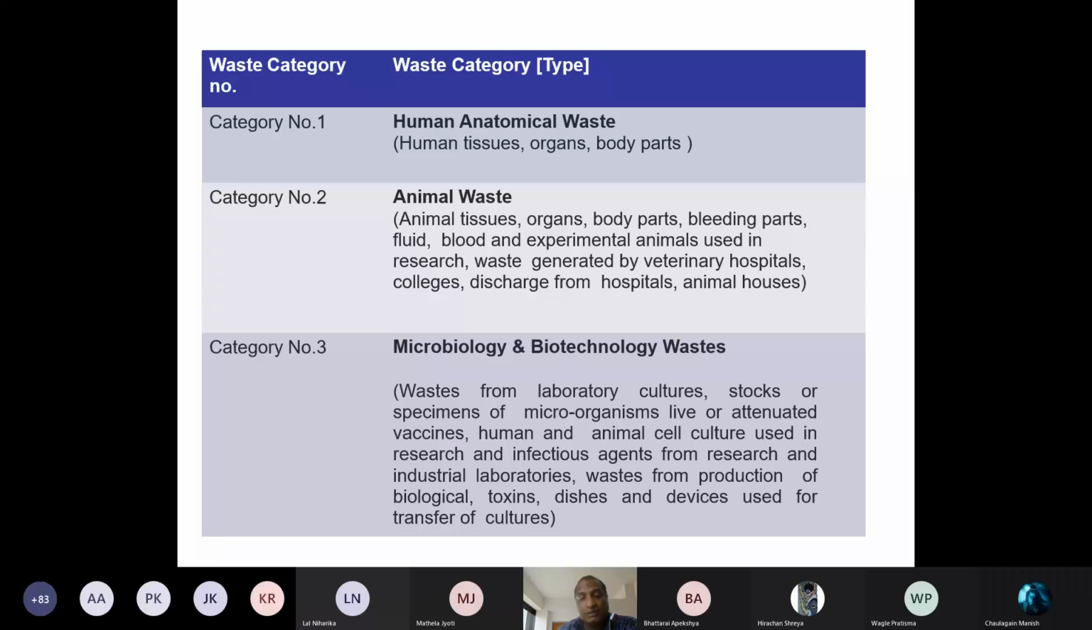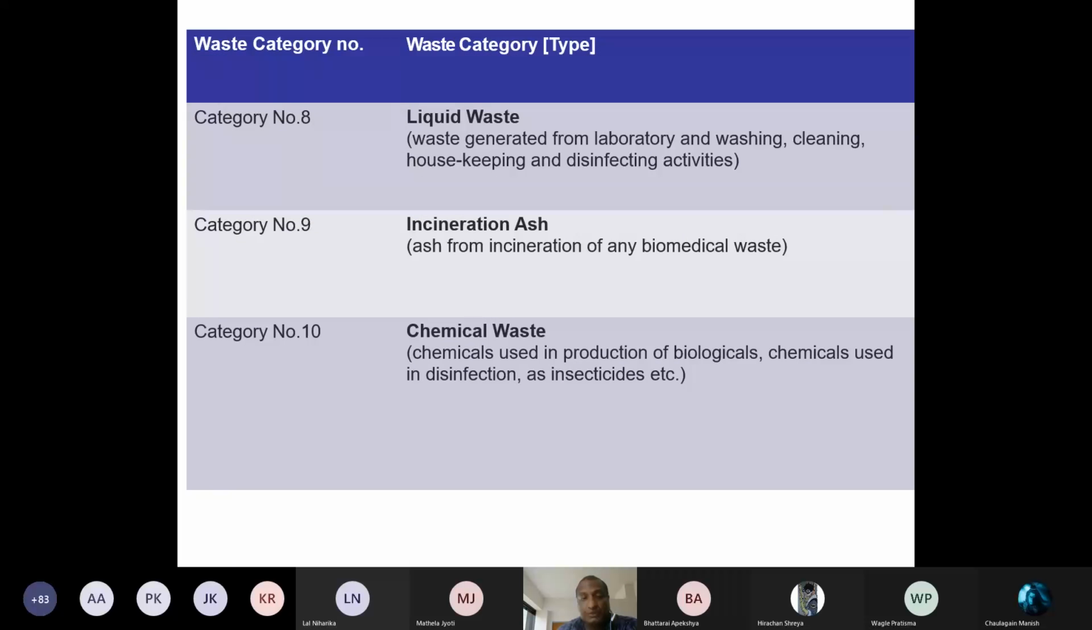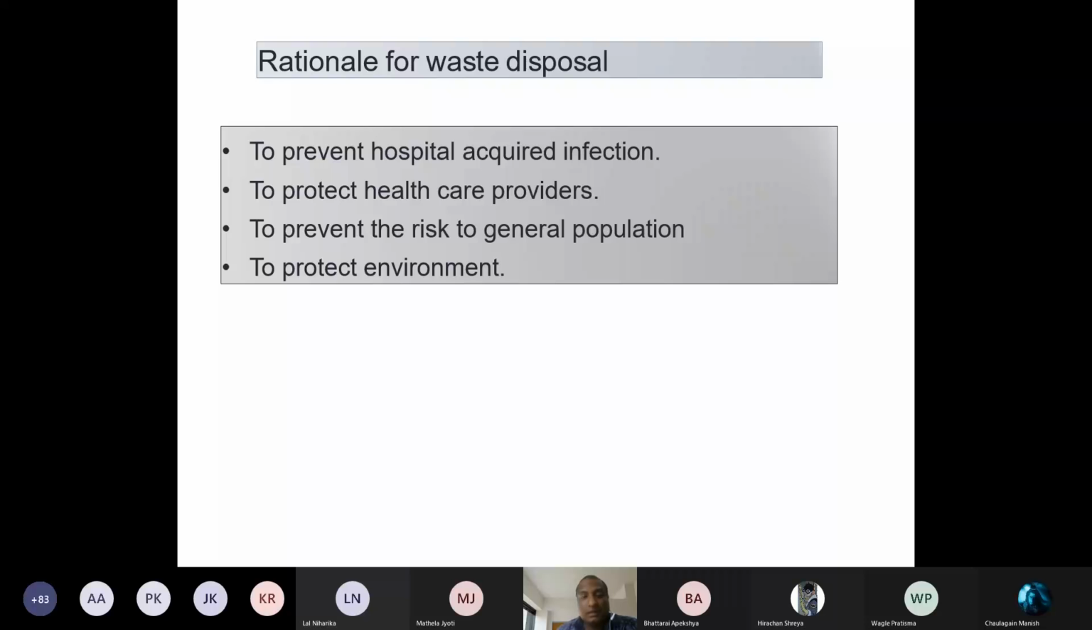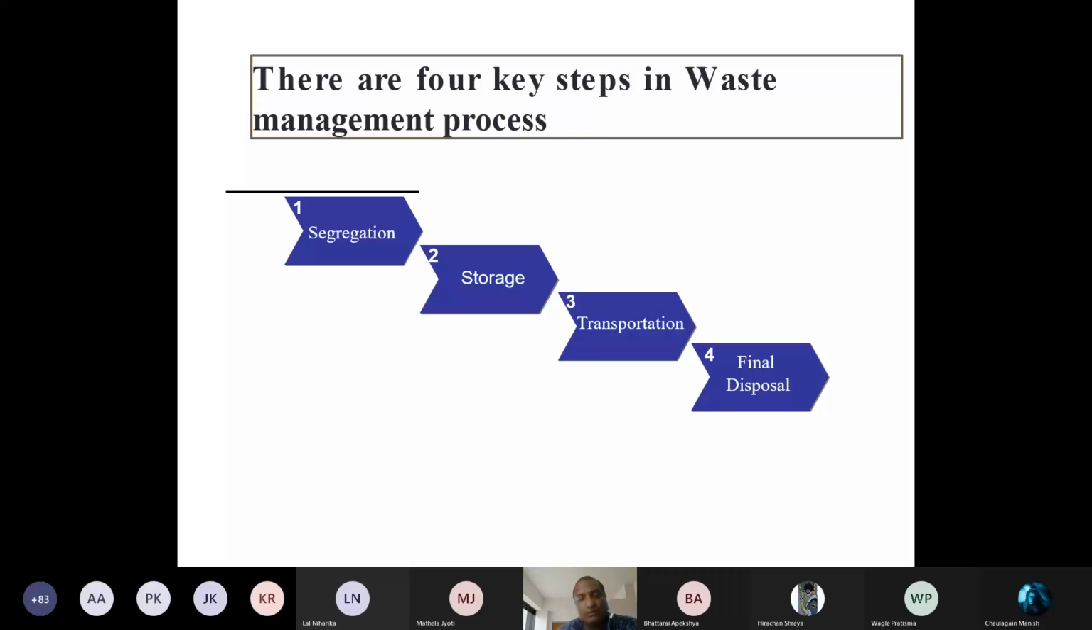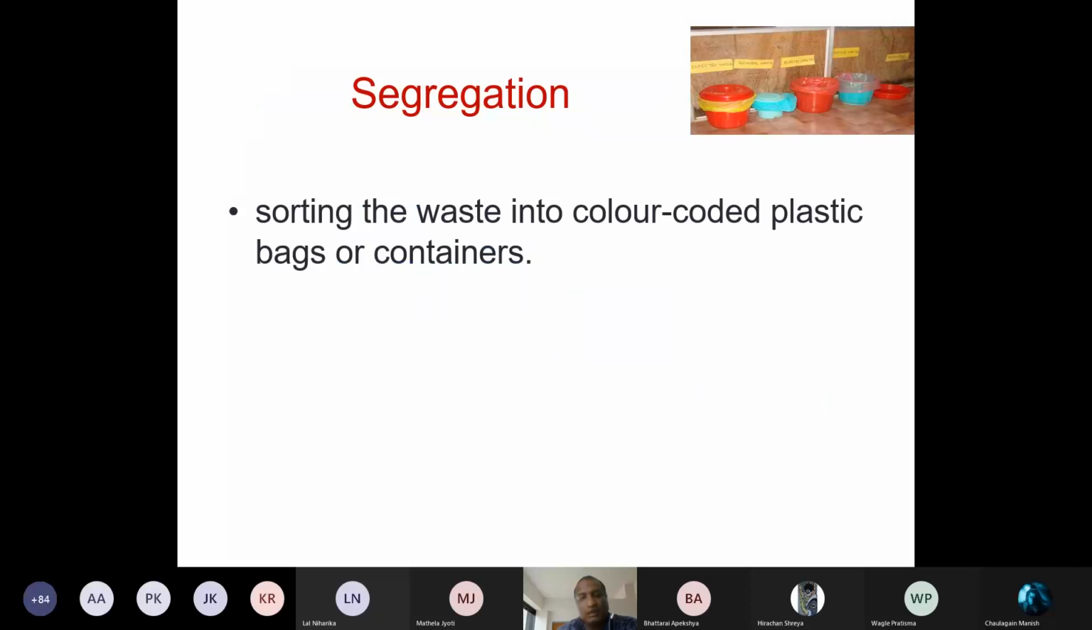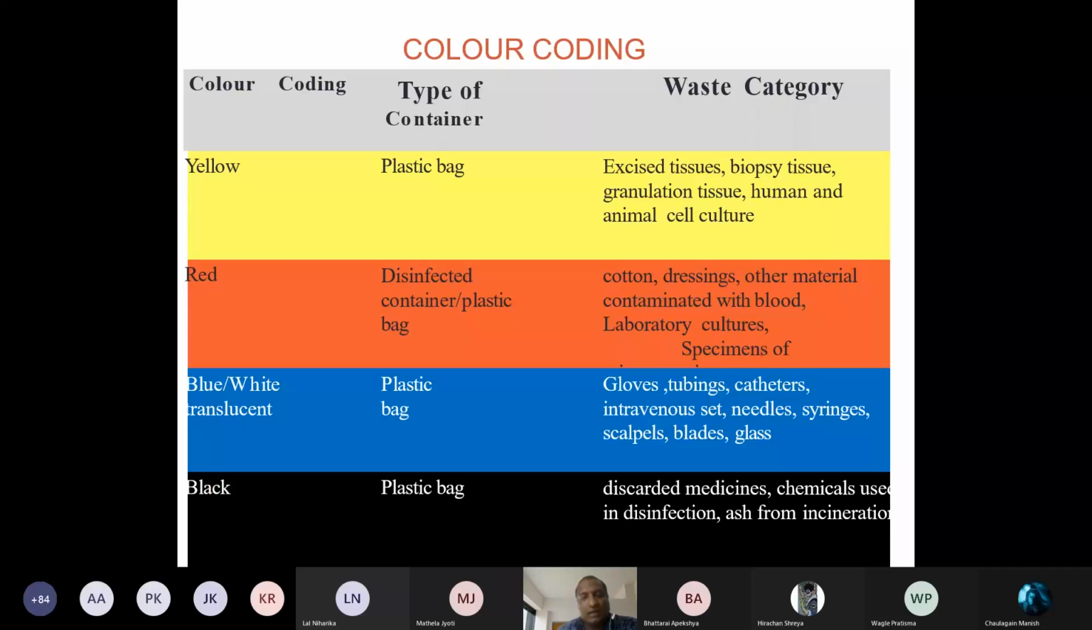Then there is an important category. There are 10 categories WHO has divided. According to the category, different methods are used, and then the simple process: segregation, storage, transportation, and final disposal. Segregation, all these things, and color coding are very important. So three things are very important here. Number one, you have to know the 10 different categories. Then the process: segregation, then transportation, then storage, and then disposal. And color coding is very important.